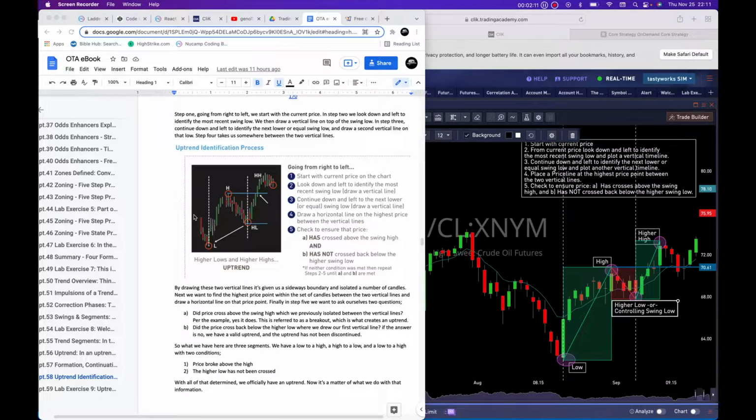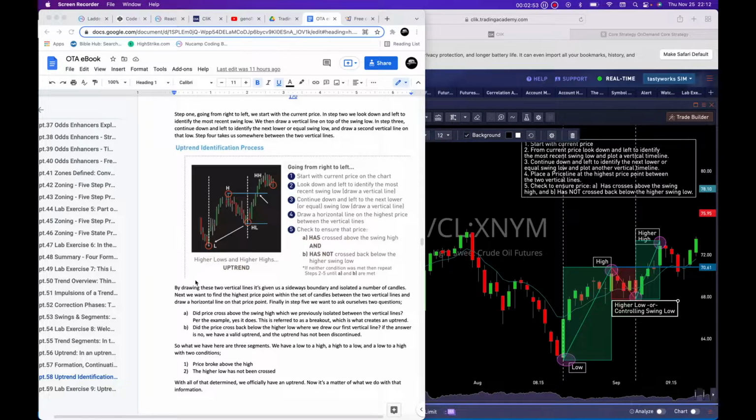Next, we want to ask ourselves, B, did the price cross back below the higher low where we drew our first vertical line? If the answer is no, then we have a valid uptrend and the uptrend has not been discontinued. So what we have here are three segments. We have a low to a high to a low, and a low to a high with two conditions being met. 1, price broke above the high. 2, the higher low has not been crossed. With all of that determined, we officially have an uptrend.